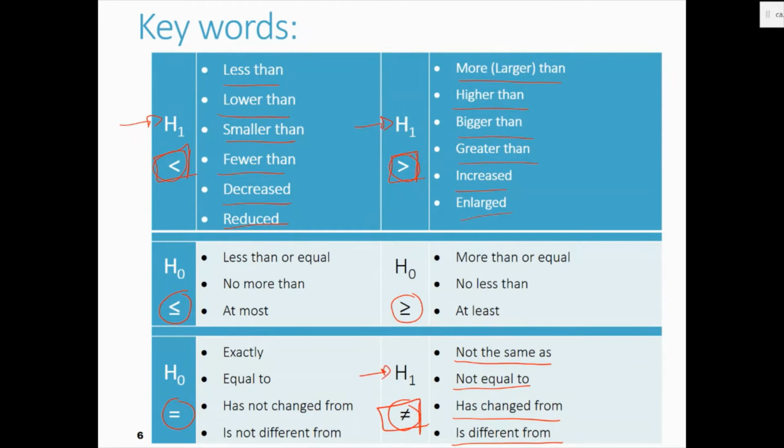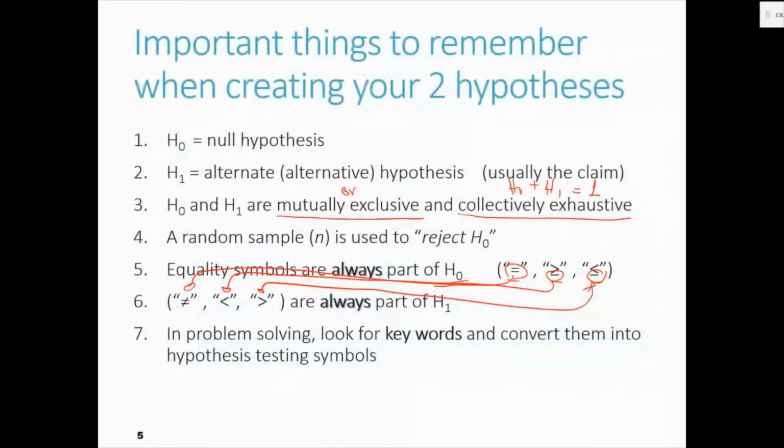Now, when we're talking about the H0, once you have one of the symbols, then you can match it to the other. For example, let me change the color here. You have less than for the H1, the alternate hypothesis. Then we mentioned here that the H1 and the H0 are mutually exclusive and collectively exhaustive.